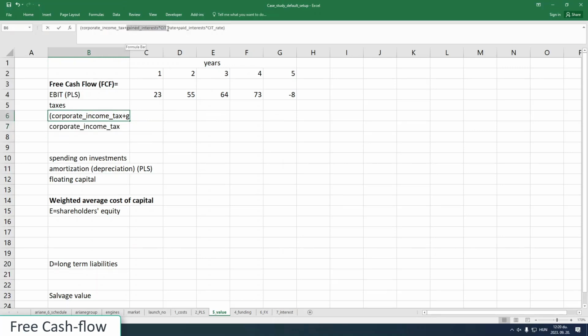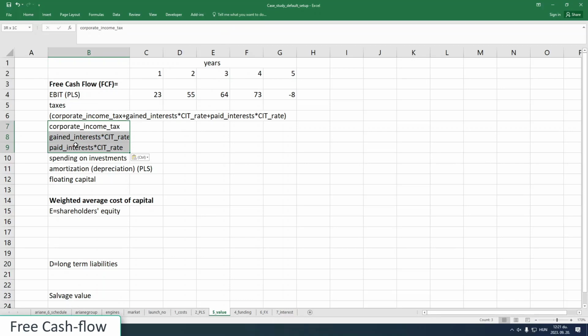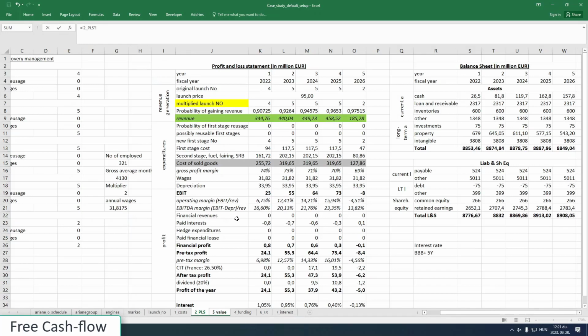Also gained interest multiplied by the CIT rate, and paid interest. Right now it's utterly useless, but maybe in the future, when we have solved all these problems, these cells will contain actual relevant data for us. So corporate income tax is living here in the CIT. We can see that we are not paying so much taxes actually.